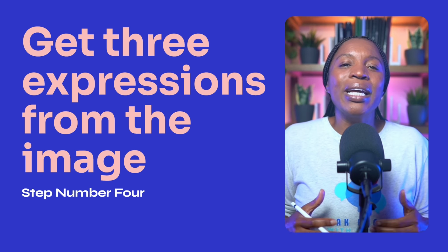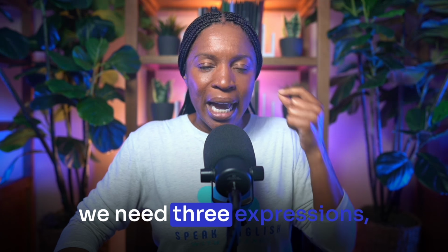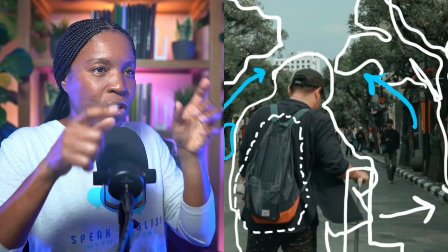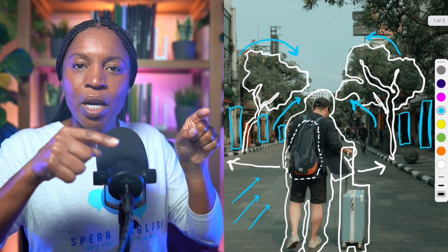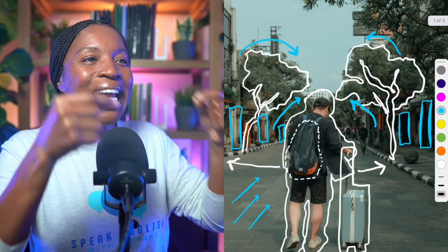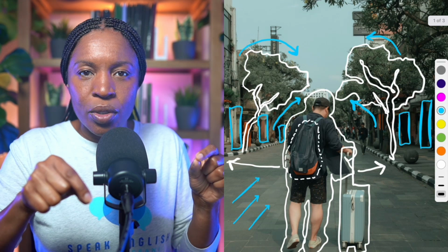Now we need 3 expressions from the image. We have our vocabulary words, but now we need 3 expressions, not single words. The phrases a person uses inside of their world, the phrases that native speakers use on a regular basis, we need these phrases, and we need to use this image. The world we are focusing on. What expressions would an individual living in this world actually use?